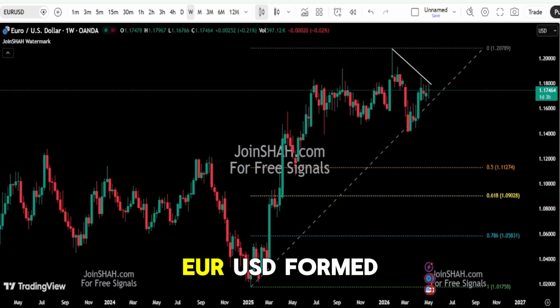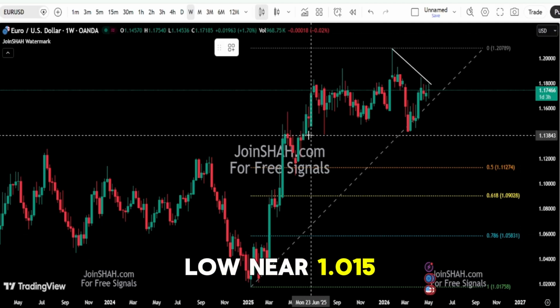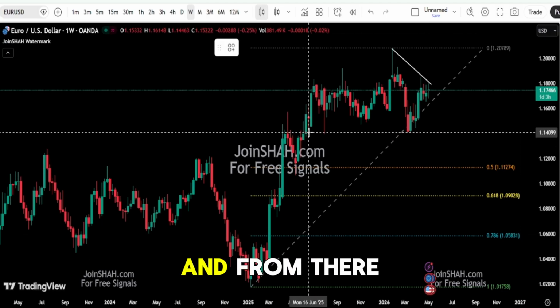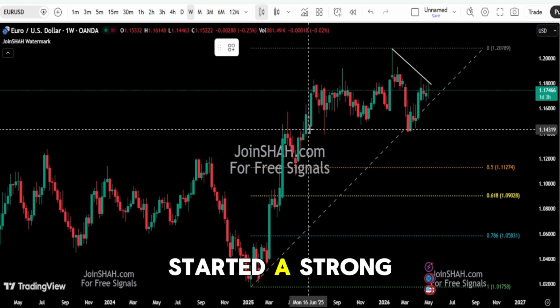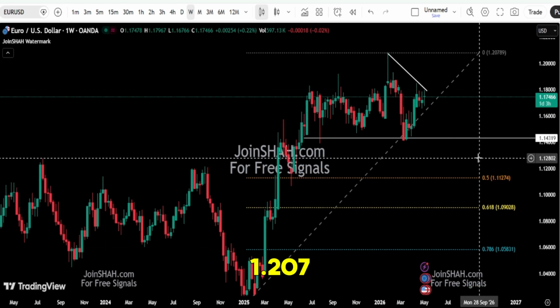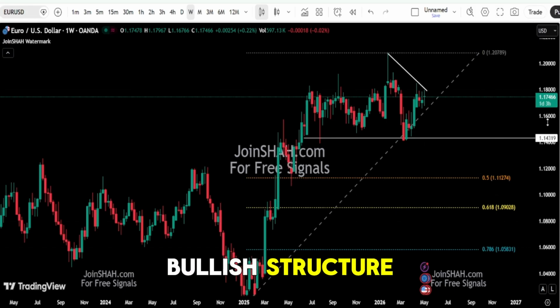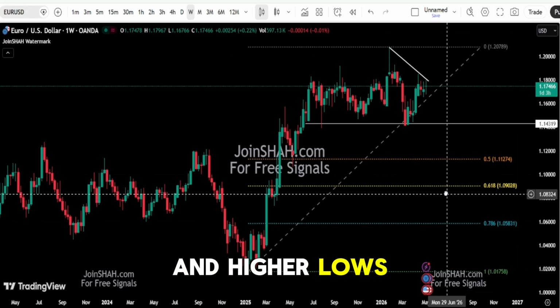Previously, EURUSD formed a major swing low near 1.015. And from there, the market started a strong bullish expansion all the way toward 1.207. That move created a strong weekly bullish structure with higher highs and higher lows.